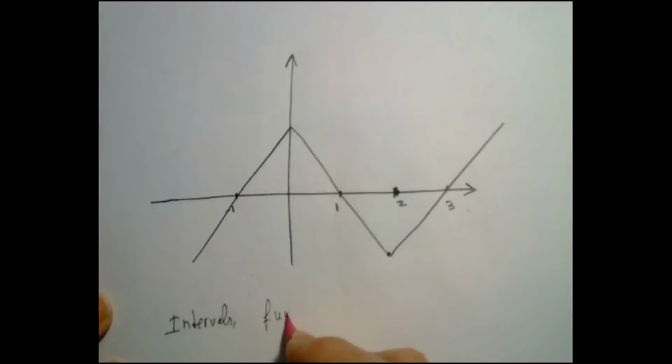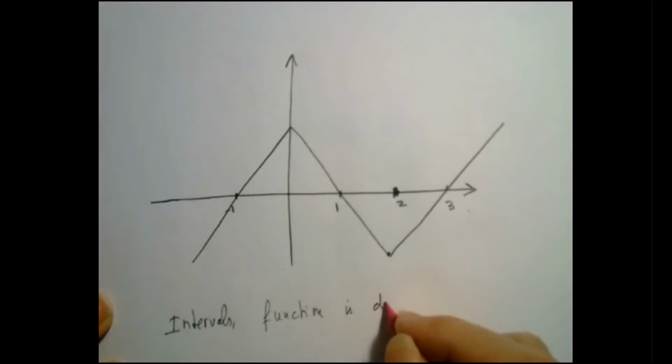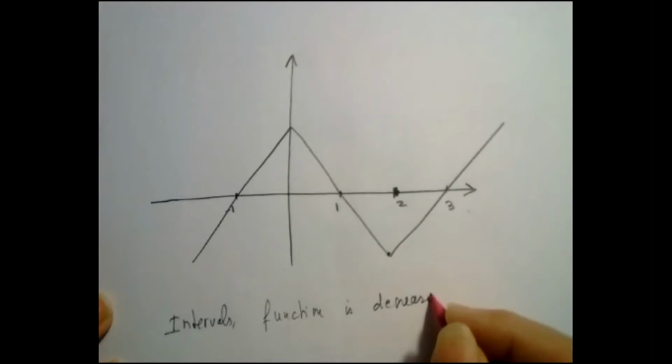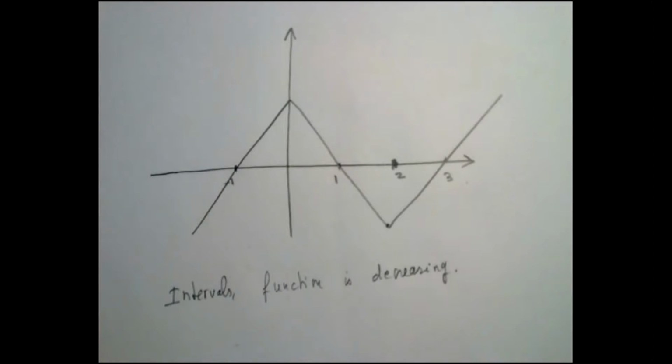So the question is, suppose I ask you on which interval the function is decreasing, let us say. Tell me in words, between where and where the function decreases, and I'll write it in notation.